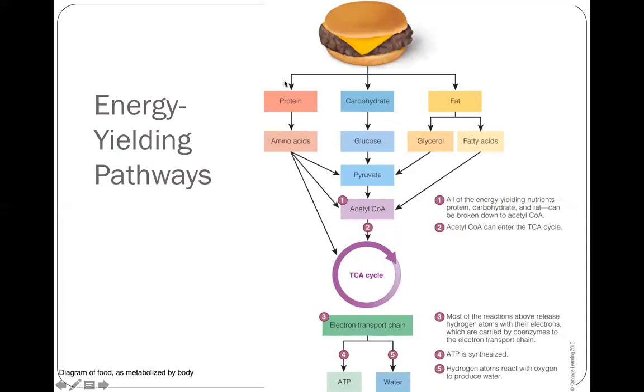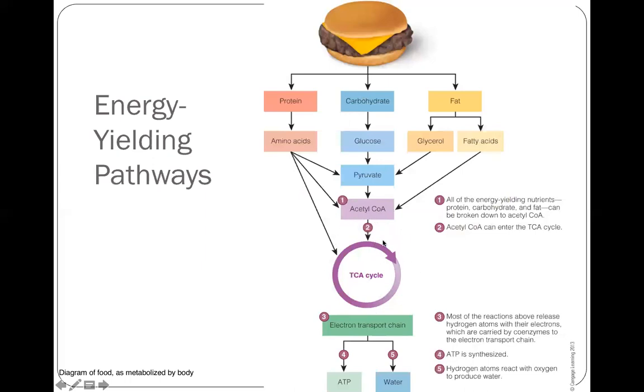We know from the past lecture that protein can be broken down to amino acids. Amino acids can then be converted into a 3-carbon compound called pyruvate, and pyruvate can be converted into a 2-carbon compound called acetyl-CoA. Acetyl-CoA, you may notice, has multiple arrows pointing to it, and actually protein, carb, and fats can all be broken down into acetyl-CoA, which is a 2-carbon compound that can enter something called the TCA, or tricarboxylic acid cycle.